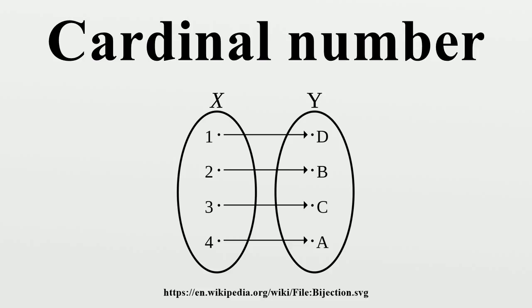Division. Assuming the axiom of choice and given an infinite cardinal pi and a non-zero cardinal mu, there exists a cardinal kappa such that mu times kappa equals pi if and only if mu is less than or equal to pi. It will be unique if and only if mu is less than pi.